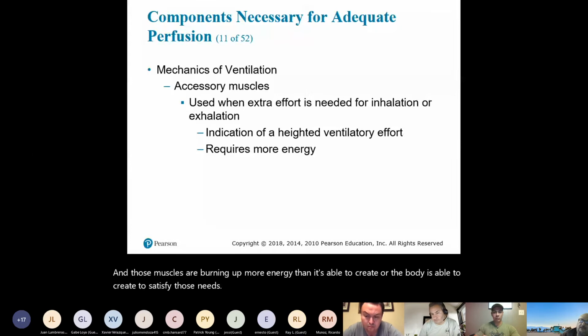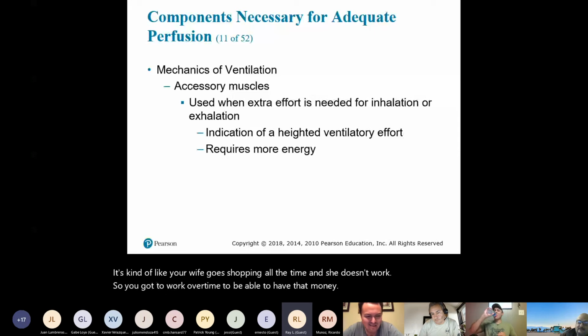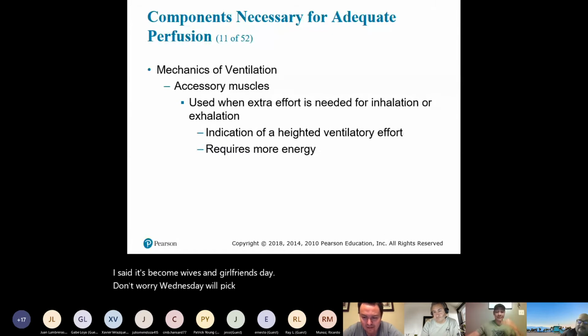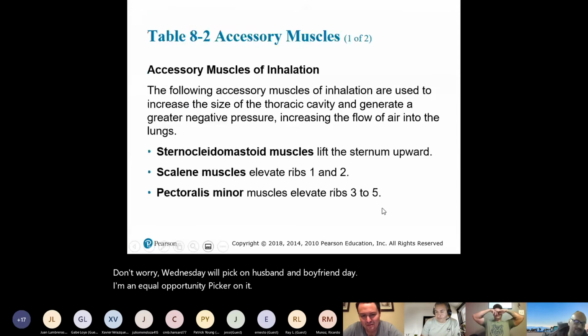It's kind of like your wife goes shopping all the time and she doesn't work. So you got to work overtime to be able to have that money. That's it. It's Pick on Wives and Girlfriends Day. Don't worry, Wednesday we'll pick on husband and boyfriend day. I'm an equal opportunity picker. I'm just kidding though.